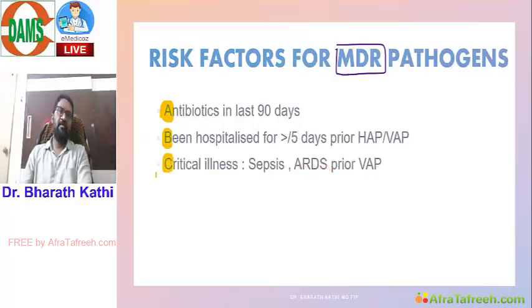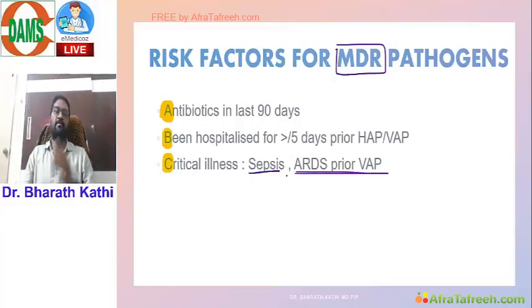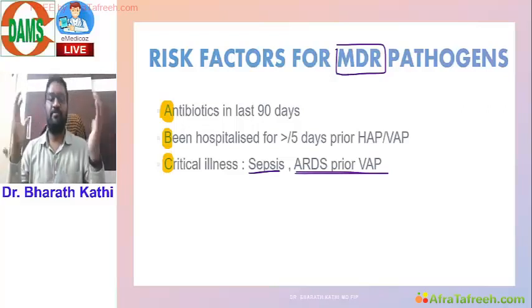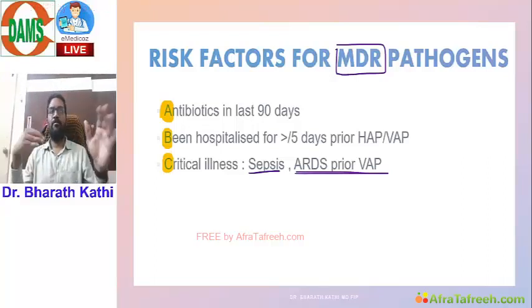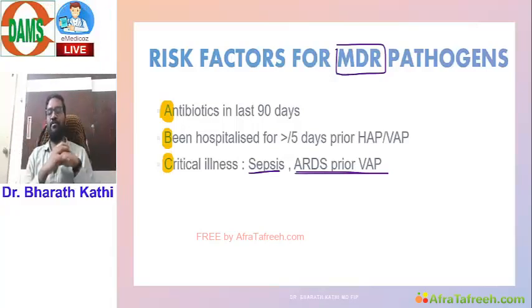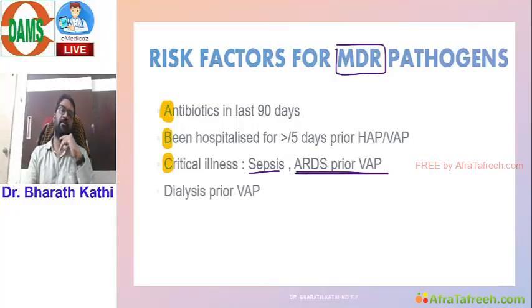He is very sick, so the defense mechanisms in his body are less. So it will be easy for bad and strong organisms to proliferate, especially if the patient has sepsis and also ARDS prior to VAP. ARDS was responsible for ventilator-associated pneumonia, so again it means the patient is critically ill. Once the patient is critically ill, his body's defense mechanisms are completely knocked down. So usually in such patients, stronger organisms proliferate and are responsible for pneumonia.